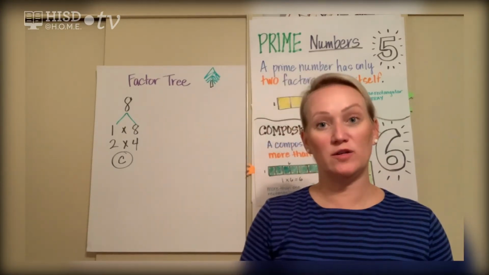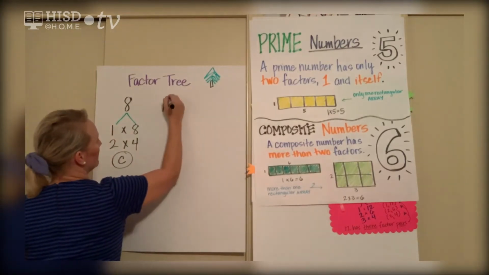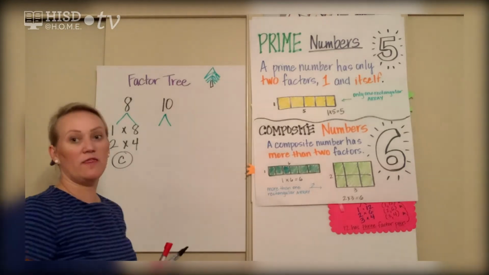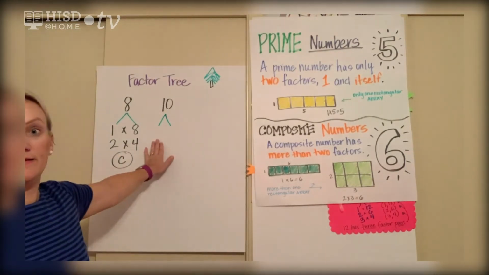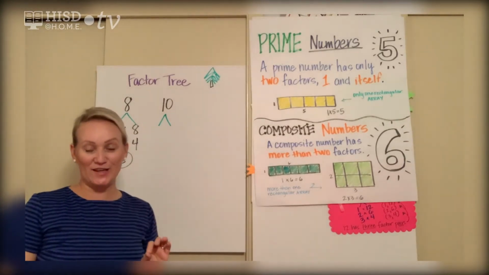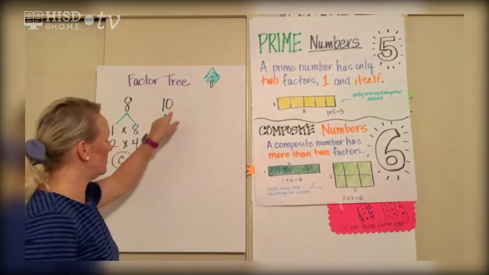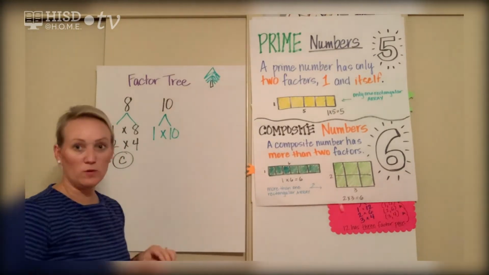All right, let's try another example. Okay, so that was 8. Let's try 10. So I'm going to draw my factor tree, and I'm going to think of all the factors that make up 10, okay? What did I say earlier? We always start with 1 times itself being the number. So 1 times 10, that was easy.